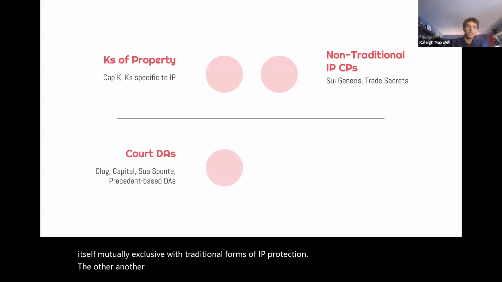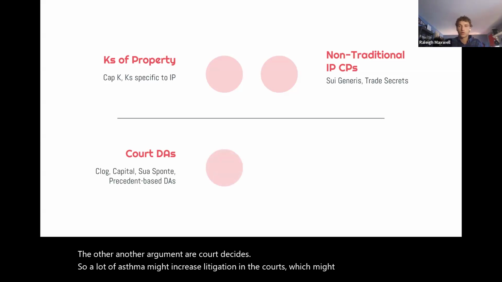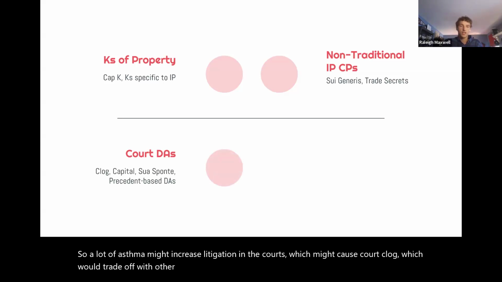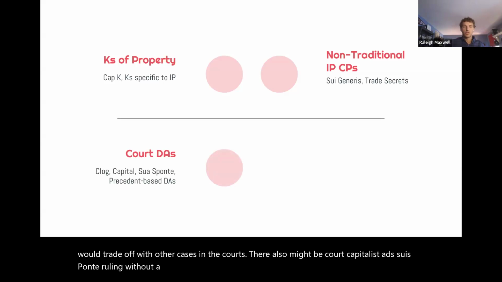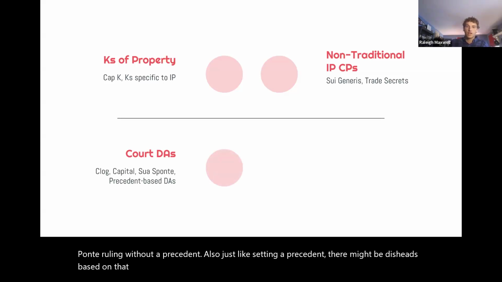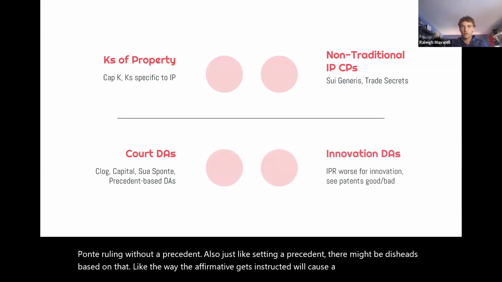Another argument is court disads. So a lot of affs might increase litigation in the courts, which might cause court clog, which would trade off with other cases in the courts. There also might be court capital disads, sua sponte, ruling without a precedent. Also, just setting a precedent, there might be disads based on that, like the way the affirmative is constructed will cause a precedent that is bad for whatever reason.